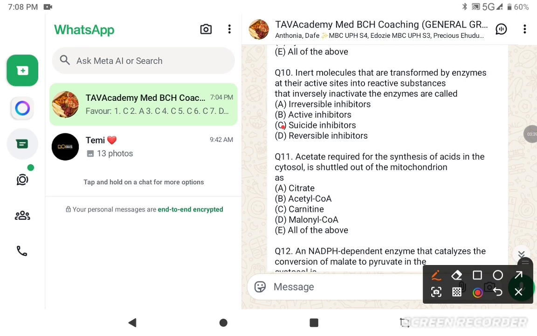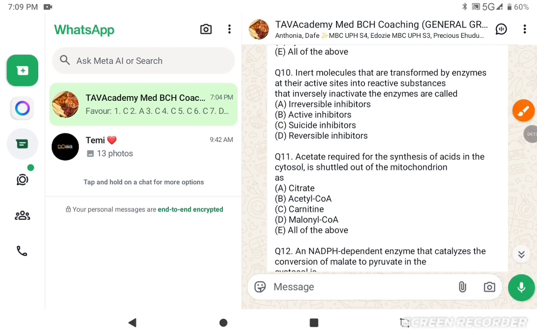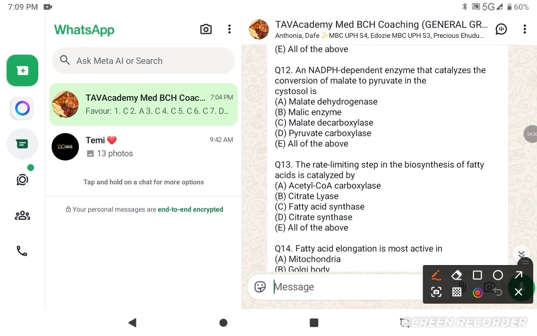Question 11 says acetate required for the synthesis of fatty acids in the cytosol is shuttled out of the mitochondria as citrate. Don't forget, when a high carbohydrate meal is eaten, it becomes pyruvate, and pyruvate enters the mitochondria and undergoes conversion to acetyl-CoA, which becomes citrate by condensing with OAA and undergoes the TCA cycle. But at that point, the TCA cycle will shut down and citrate will accumulate and leave the mitochondria into the cytosol and be converted by citrate lyase into acetyl-CoA and OAA, and then it can use acetyl-CoA to make fatty acids. Question 12 and question 13 now.